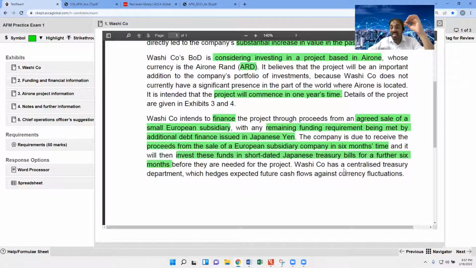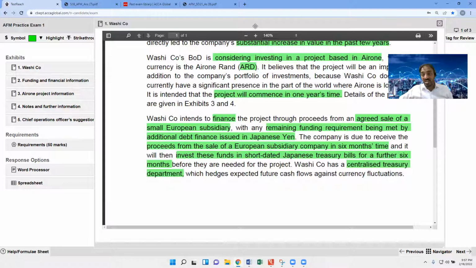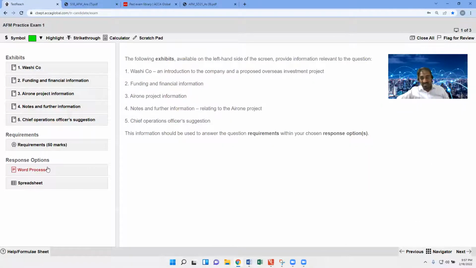Washi company has a centralized treasury department, which hedges expected future cash flows against currency fluctuations. That is the brief introduction of the complete case. A very good case, very structured, very comprehensive. That's important. Now, another point.